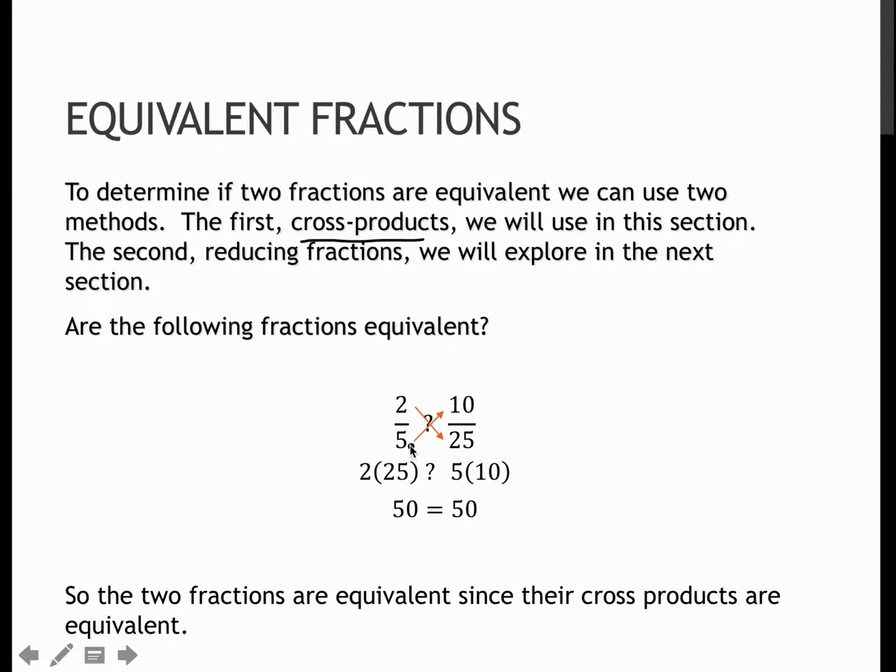So I have 2/5 of a pizza, and I have 10/25 of a pizza. If I take 2 times 25, I get 50. If I take 5 times 10, I get 50. 50 equals 50, and therefore we know that I could say that 2/5 is equal to 10/25. Now in our next lesson, we'll talk about how to turn those into a common denominator so we can really compare apples to apples.